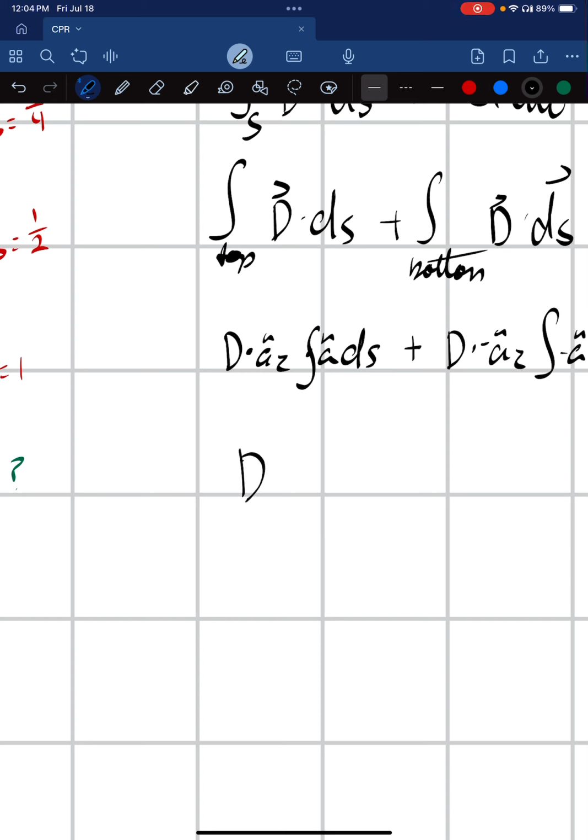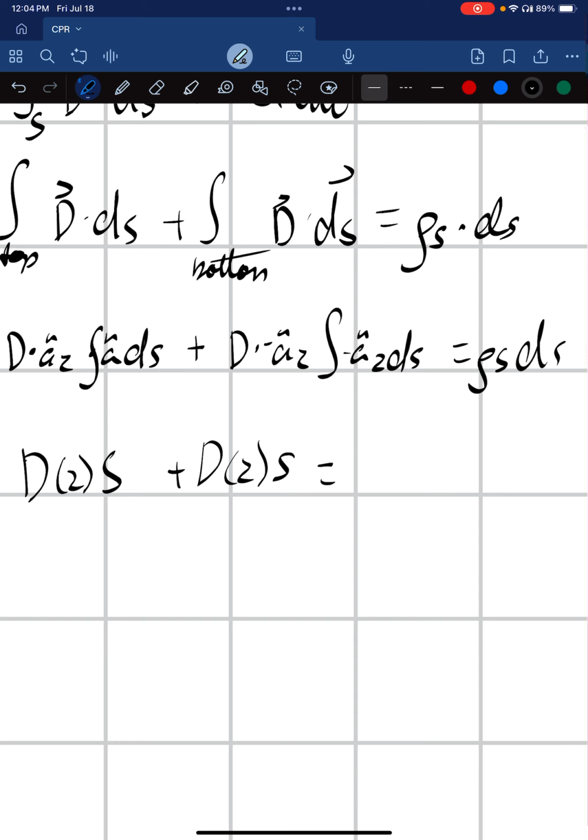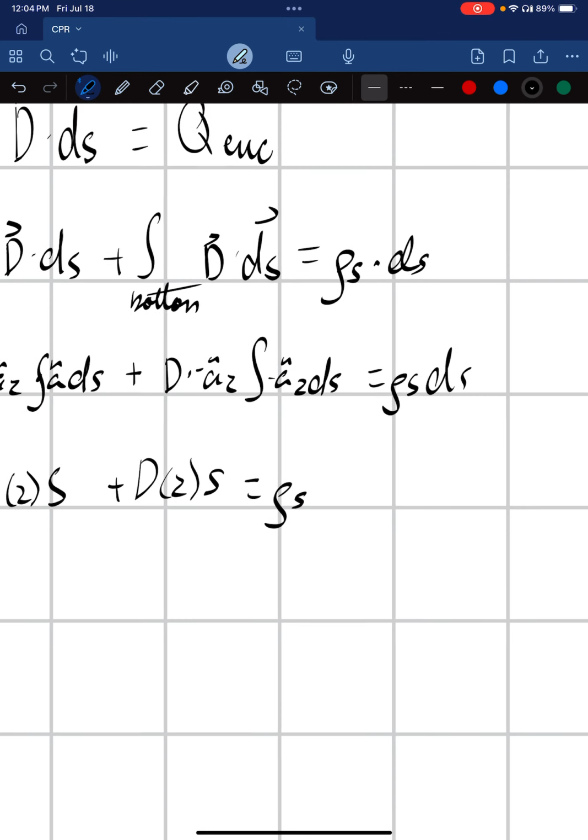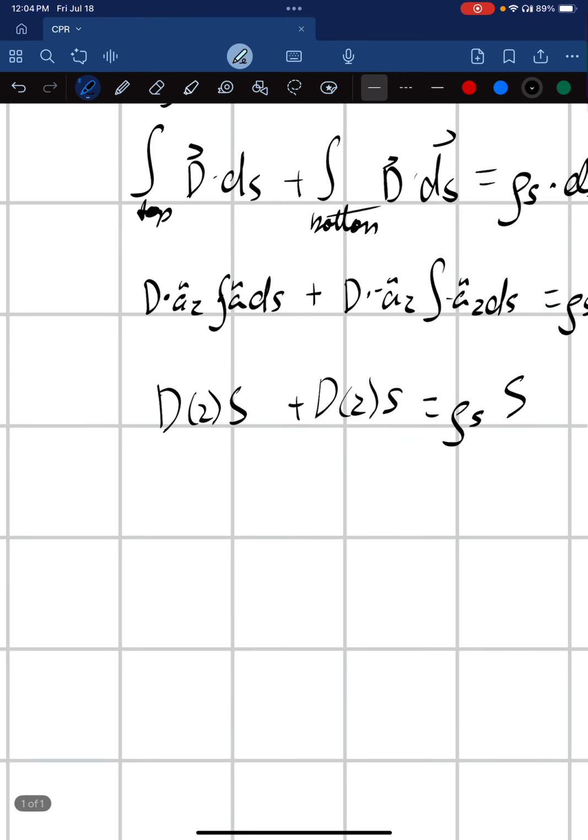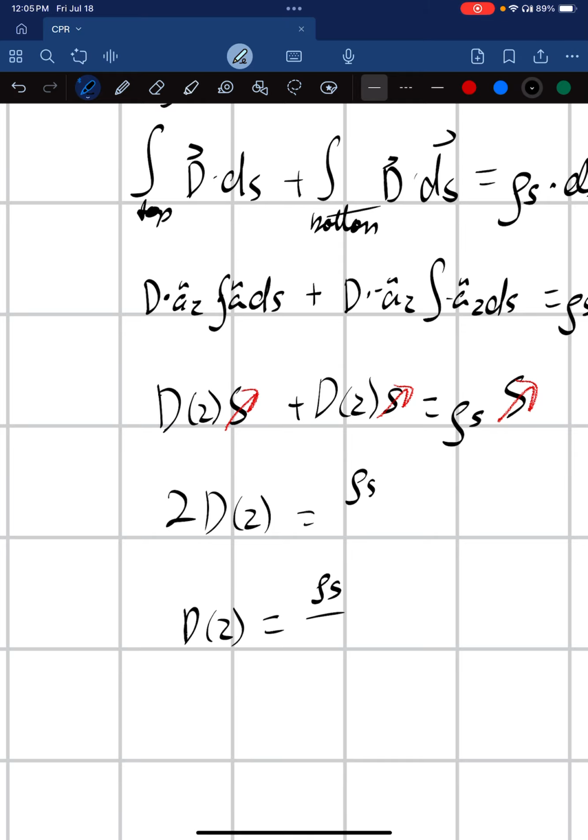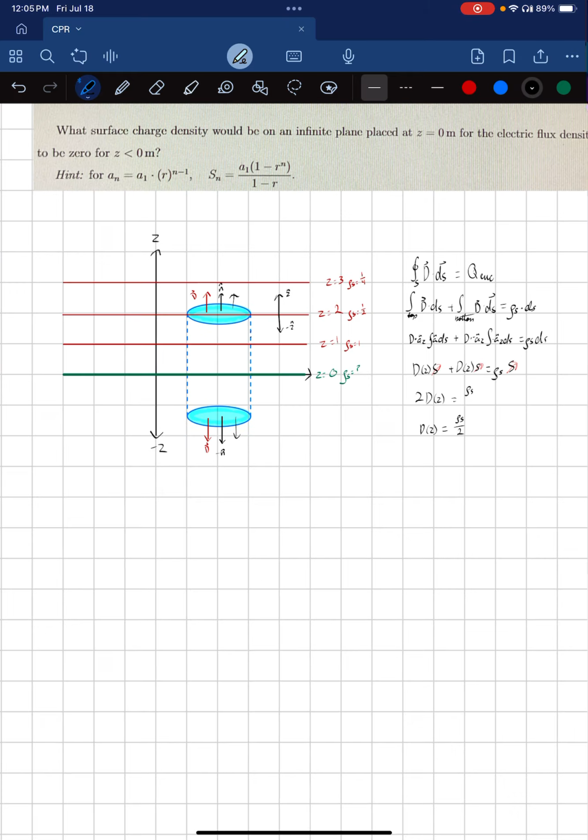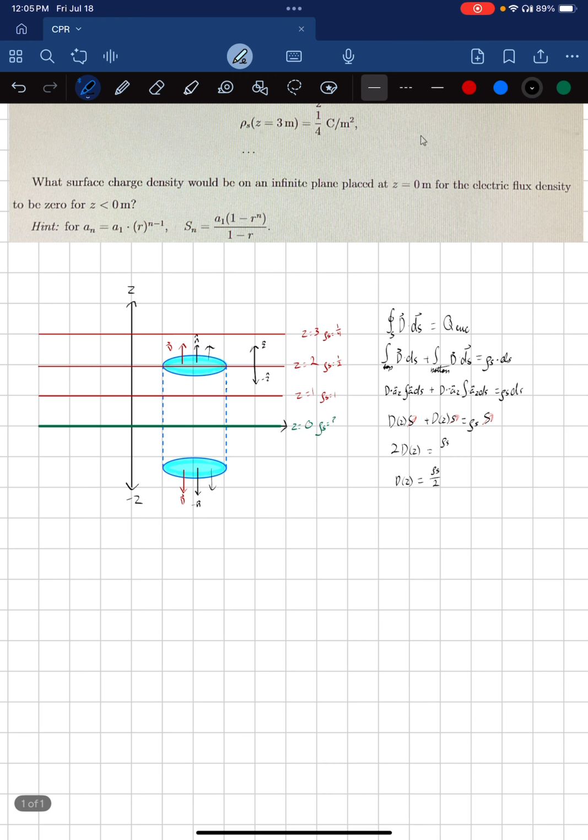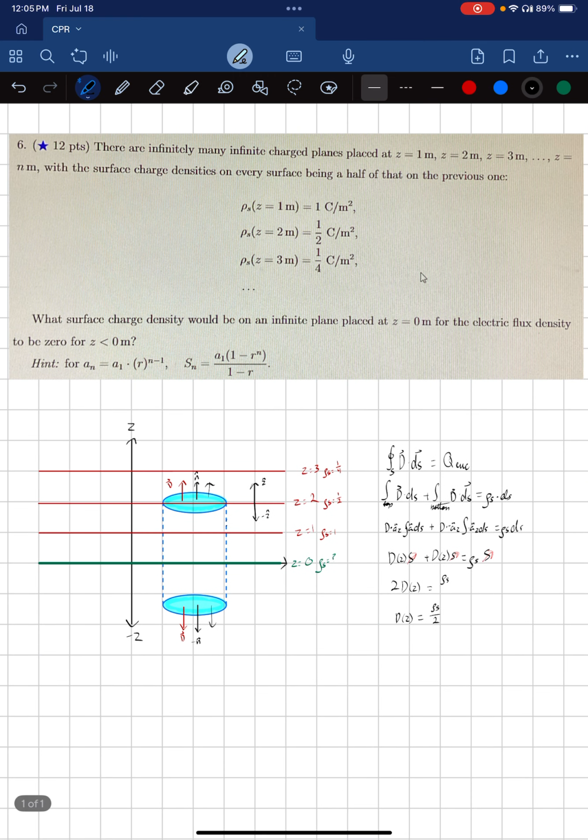This will come out to D of z times S plus D of z times S. This will be equal to rho sub s times S. Now all these S's will cancel out, so that we get 2D of z is equal to rho sub s. So then D of z is equal to rho sub s over 2. Now that we have our equation for our electric flux density for each sheet, we need to use superposition to add them all together.